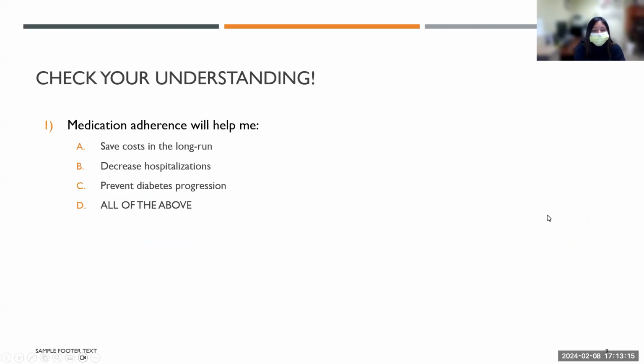Okay, so I did want to say that throughout my presentation, I'm going to have some little quiz questions, and we just ask that you put in the chat the answer that you think is right. These are just to check your understanding of the objectives, to make sure that we're understanding what I'm presenting. So the first question is, medication adherence will help me: A, save costs in the long run, B, decrease hospitalizations, C, prevent diabetes progression, or D, all of the above.